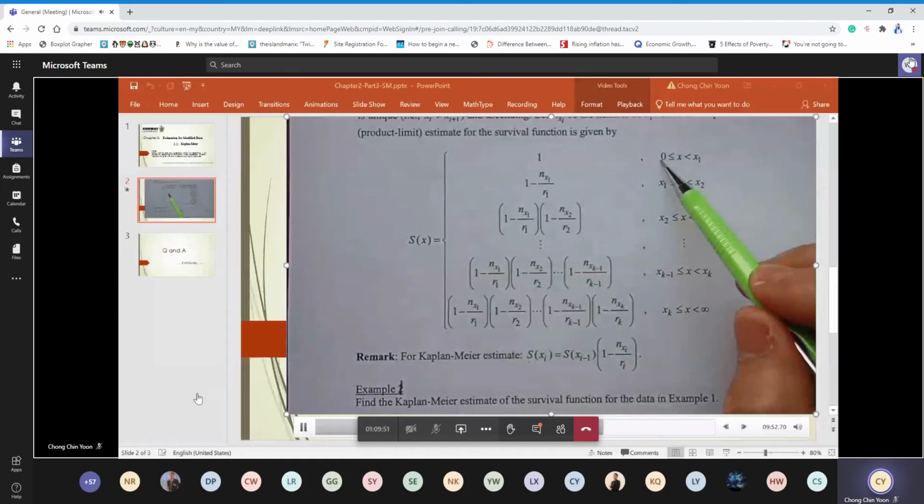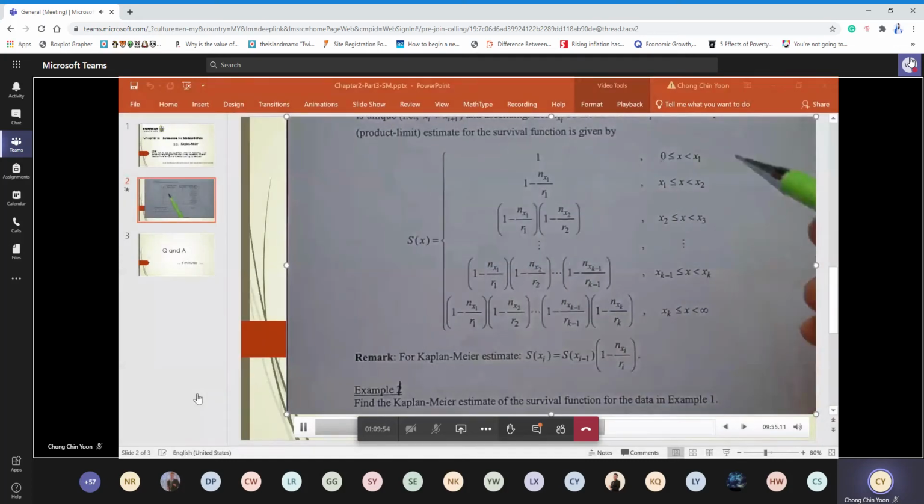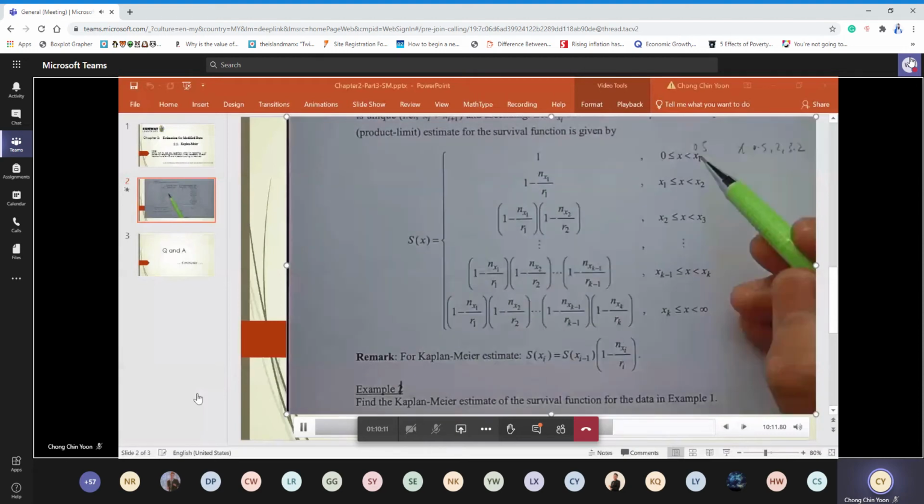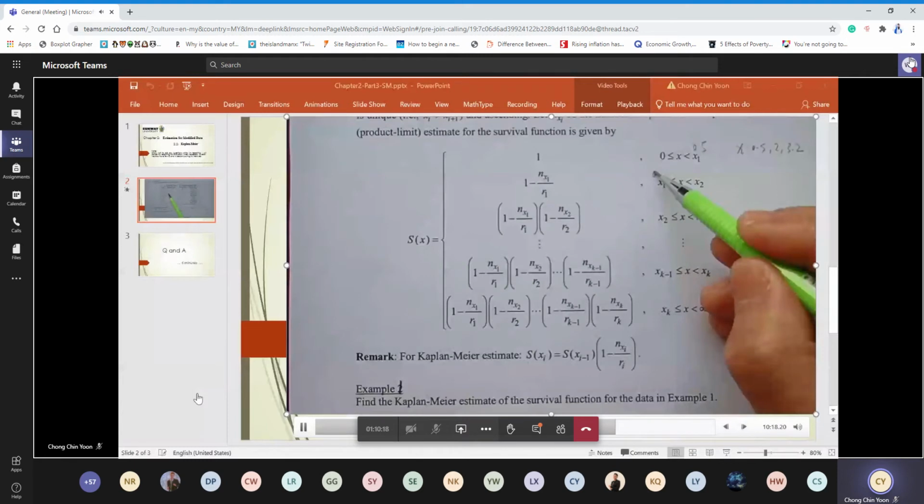to x1, that our x1 is 0.5 in this case. Always is 1. The next is our x value. Remember, our x value actually starts from 0.5, then 2 and 3.2. So for this range here, 0 to 0.5 is always 1. Then the second range here, 0.5 to 2, will be equal to this.